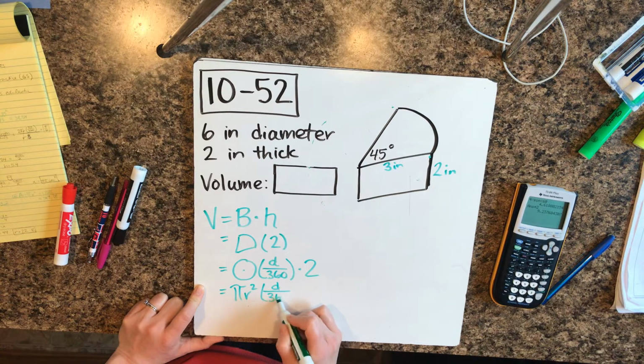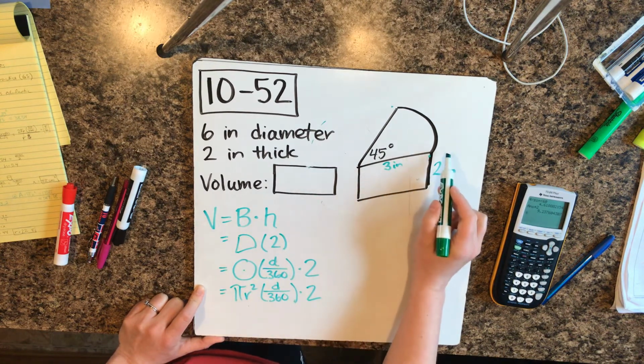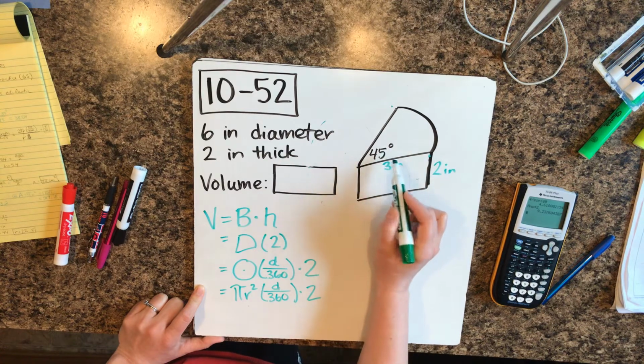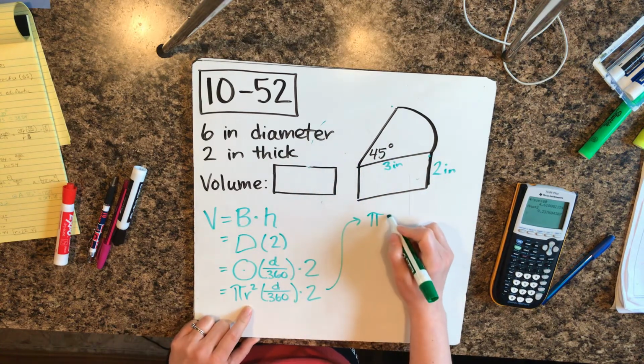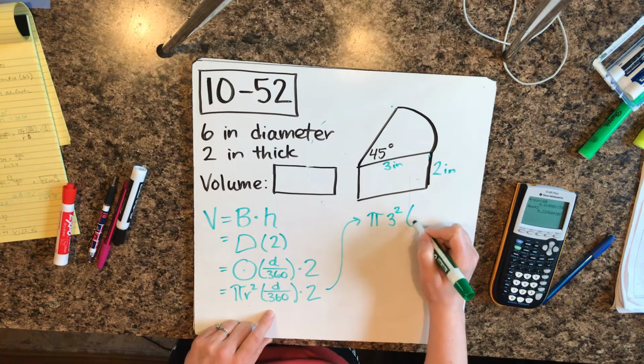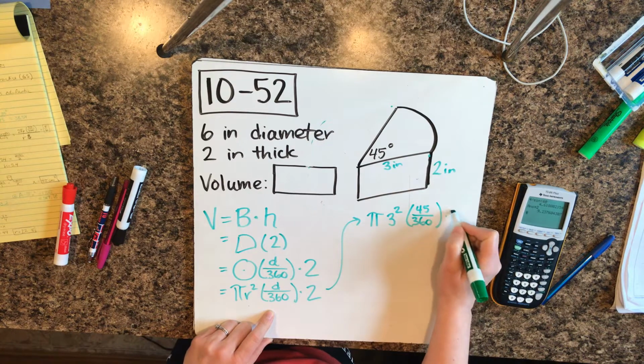Degrees over 360. And again, we're not forgetting about the 2. So the radius is 3. The degrees are 45. So I'm going to keep going up here. Pi times the radius squared times degrees over 360 times 2.